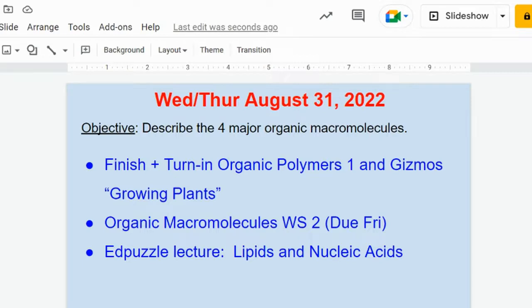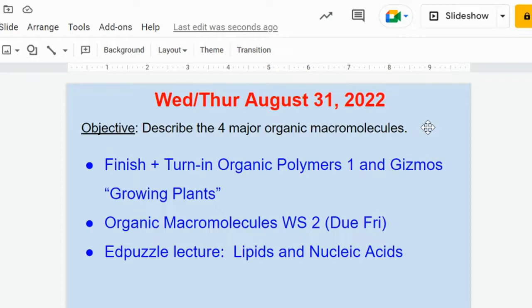The objective for today and the last class: describe the four major organic macromolecules. Macro means just big, large molecules. Organic means molecules that are found in living things. Actually, it has a different definition than that, but for us, that's all we need to know. So our four macromolecules are proteins, nucleic acids, carbohydrates, and lipids.